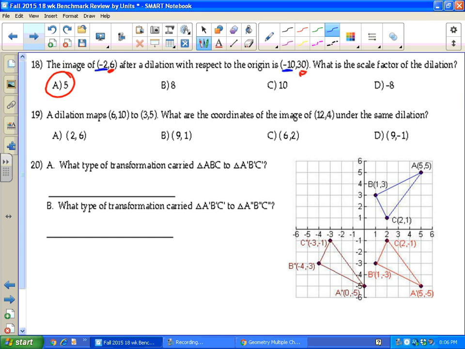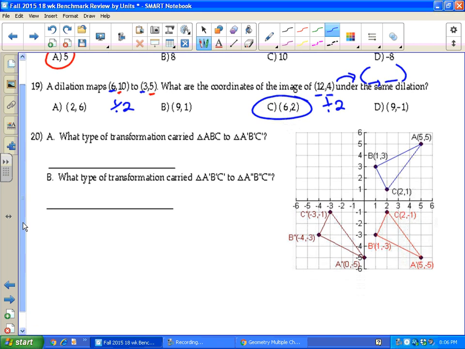Okay, 19, read carefully to make sure you understand the question. A dilation maps 6, 10 to 3, 5. So I'm going to think, how did 6 get to 3 and how did 10 get to 5? Figure out what they did. Then imagine 12, 4 changing to something new. What would be the new point? Well, this looks like it got multiplied by a half or got divided by 2. So if I took this one and divided it by 2, I should end up with 6, comma 2, which is choice C.